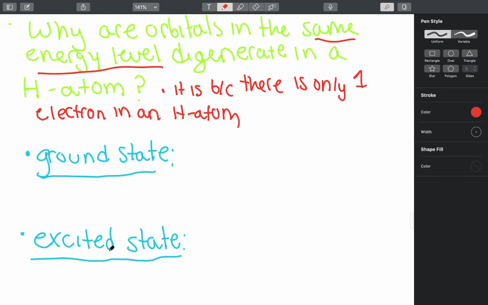One more thing to note is the ground state and excited state for an H atom. So let's put in parentheses for an H atom.